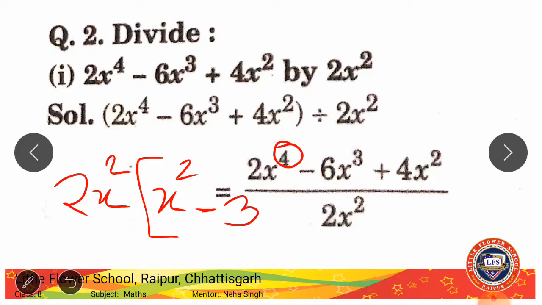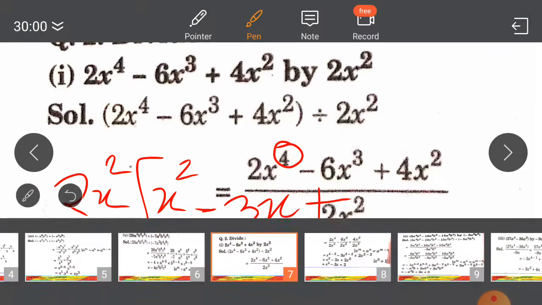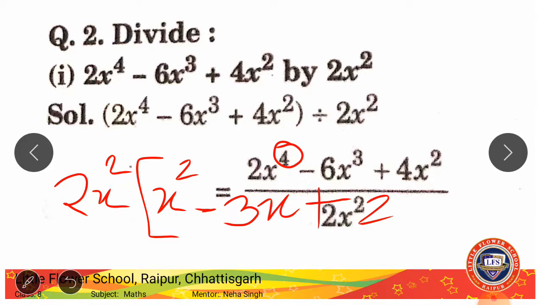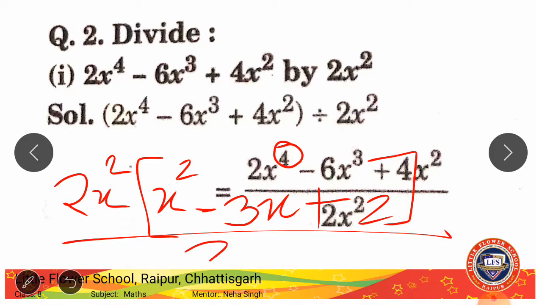Out of 3x, 2x you have taken, so you are left with 1x, right? Then the plus sign as it is. 2 2s are 4, 1 2 you have taken out, so what is left? 2. And from x square, the whole x square you have taken out, so x power 0, or you can exclude the x here upon the denominator.